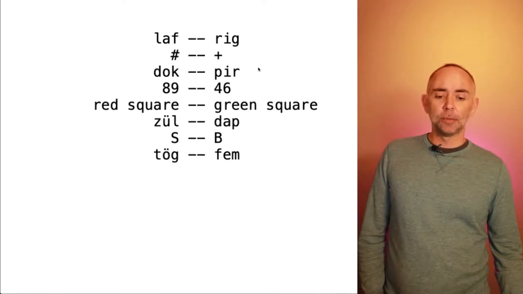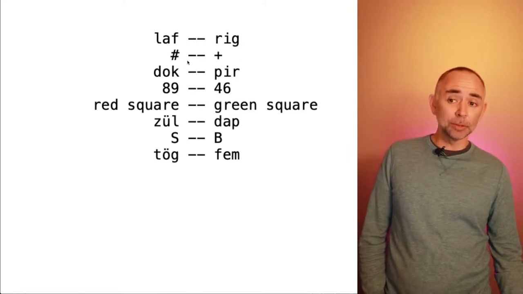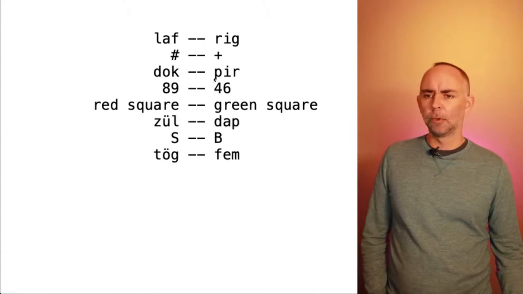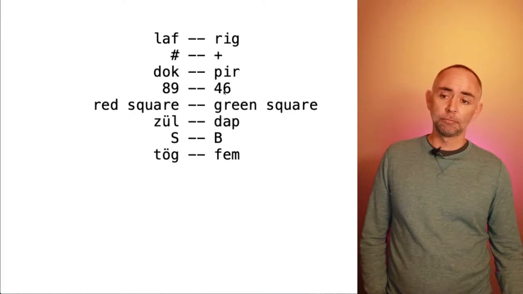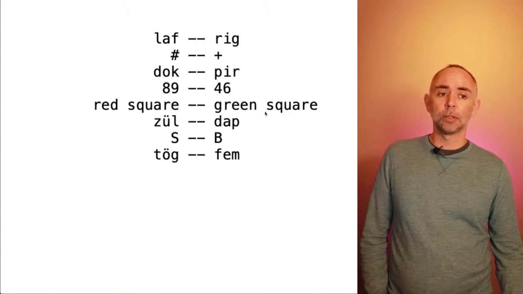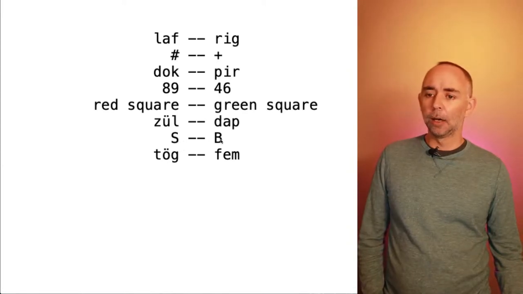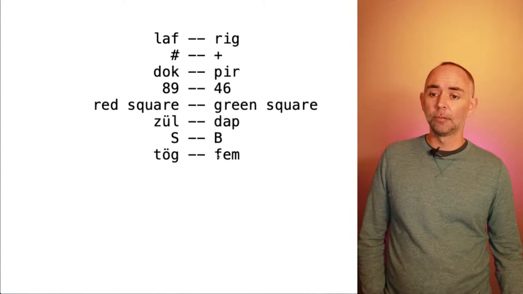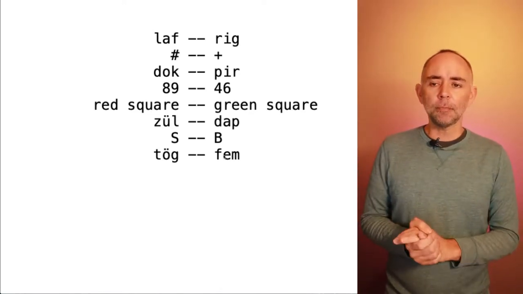It looks kind of abstract and weird. We have two nonsense syllables, laugh and rig. We have here two symbols, a hashtag and a plus sign. What else we have? Two more nonsense syllables, doc and peer. And then now we got two numbers and two colored shapes. And then two more nonsense syllables, two uppercase letters and two more nonsense syllables. So you would be studying these things and then you get a blank piece of paper just like this. And what you have to do is write down that whole thing. So you'd have to write down laugh rig.